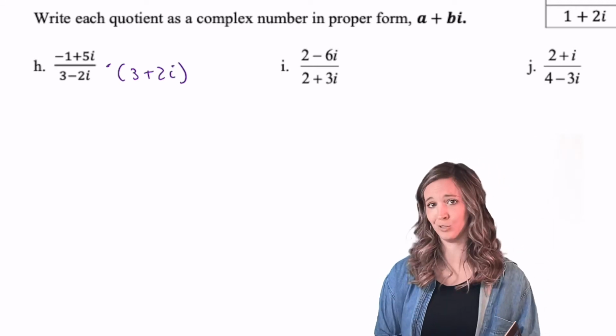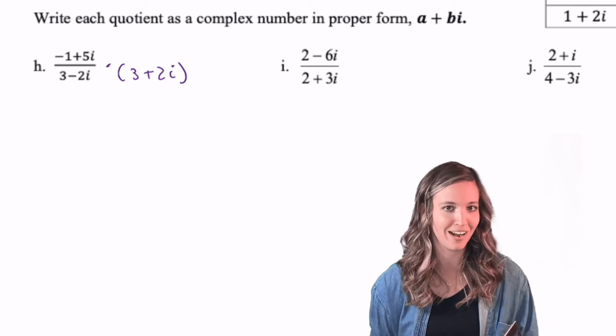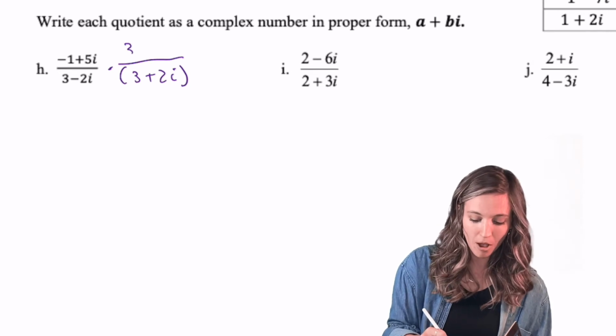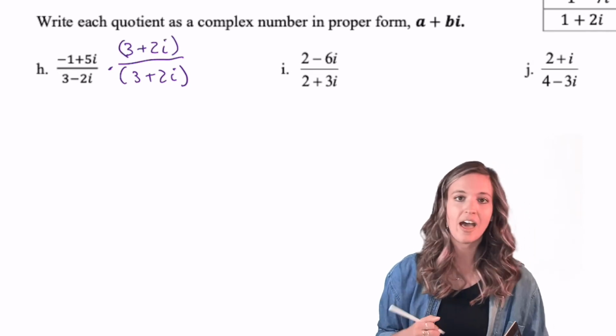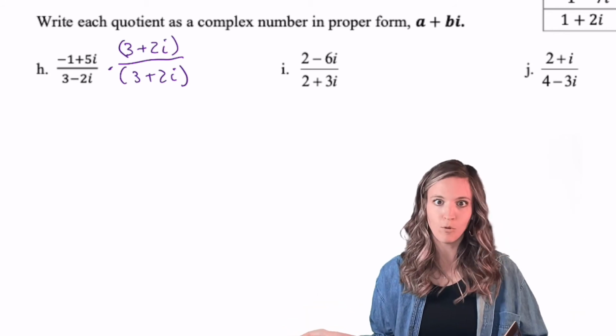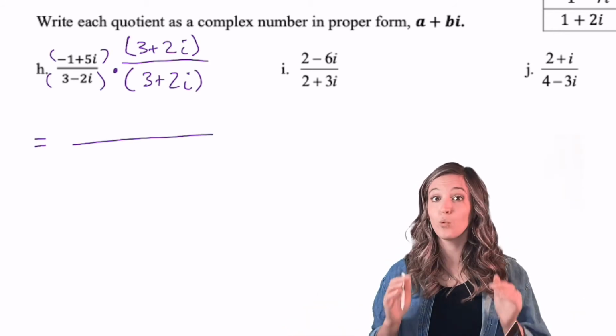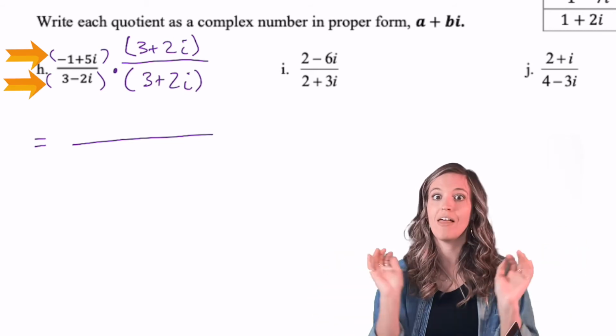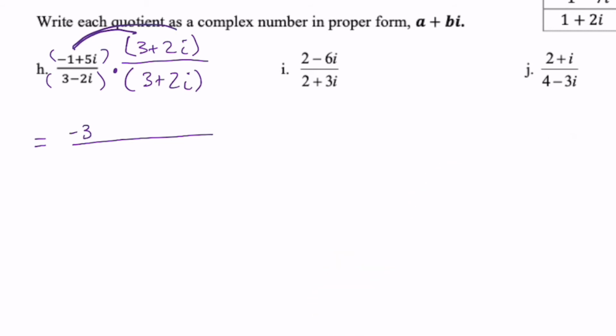Now, this is algebra, right? I can't just multiply by whatever I want. I have to make it a creative form of 1. So whatever I do to the denominator, I'm also going to multiply to the numerator. That way I'm just multiplying by a creative form of 1. Now this is our first time trying this, so I'm going to be really careful. I'm going to multiply out that numerator, multiply out that denominator, and then combine like terms.